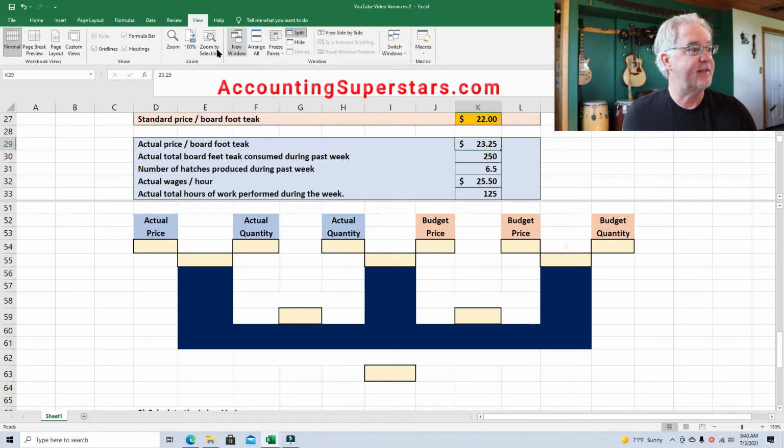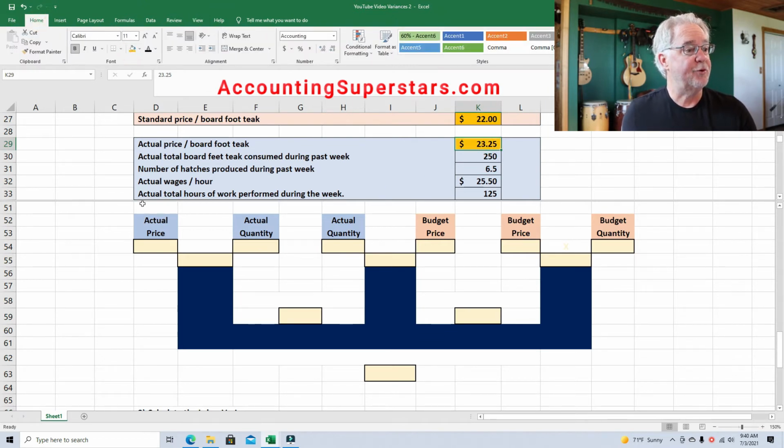So all we're going to do is take that number and drop it into place right here. There we go. And the actual quantity was 250 board feet. All right. And if we want, we can do a little math here, multiply and get this number down here. In other words, 23.25 times 250 is $5,812.50. So this is the actual amount of money spent for the teak wood, and it's made up of $23.25 per board foot, and we used up 250 board feet.